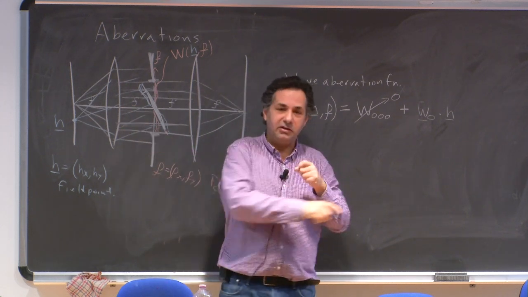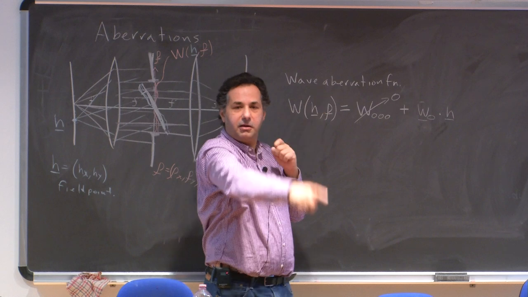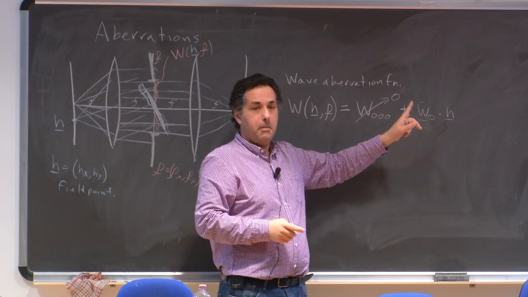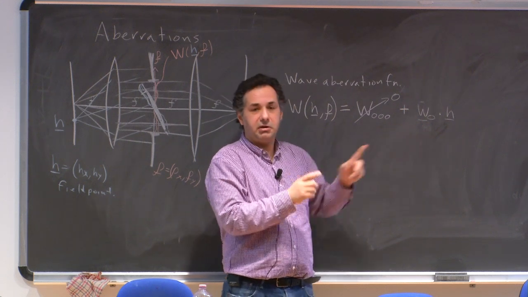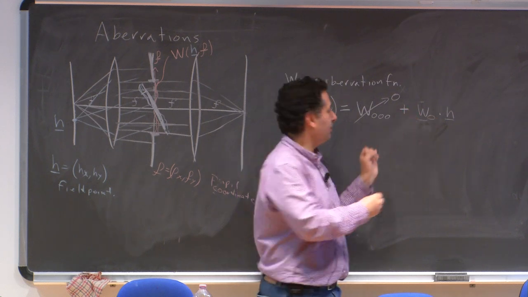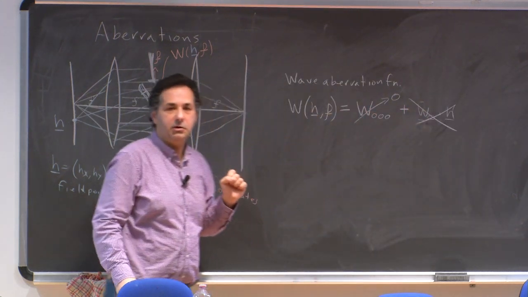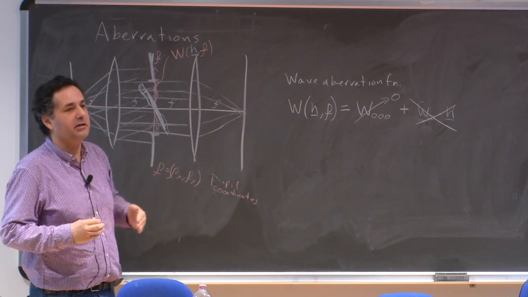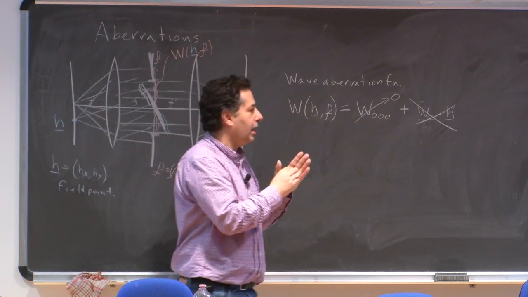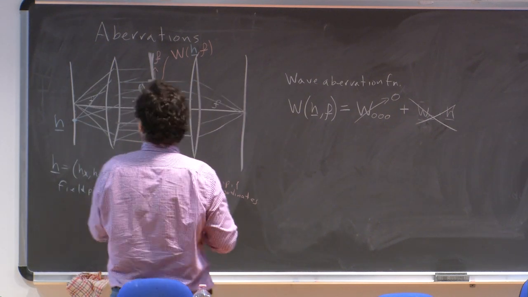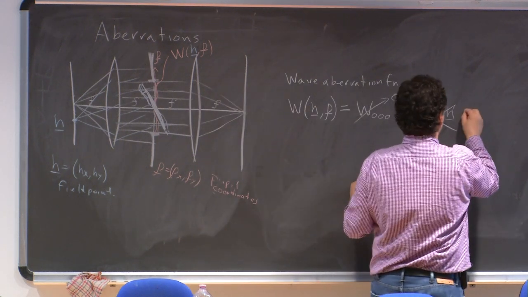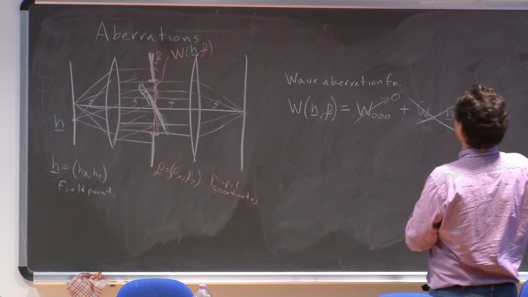I'm going to assume that our system is rotationally symmetric. If the system were not rotationally symmetric, I could have this term. But if it is rotationally symmetric, it cannot have a preferred rotation. So things that are vectors are forbidden. So this doesn't exist. I don't have anything that just depends linearly on H and not on rho. That's not allowed. And same with rho.